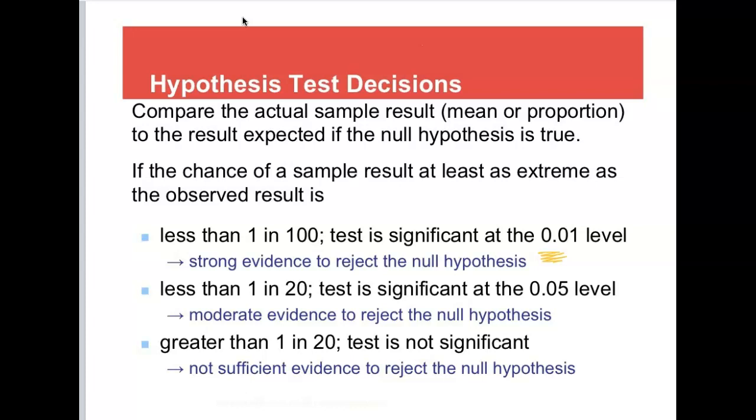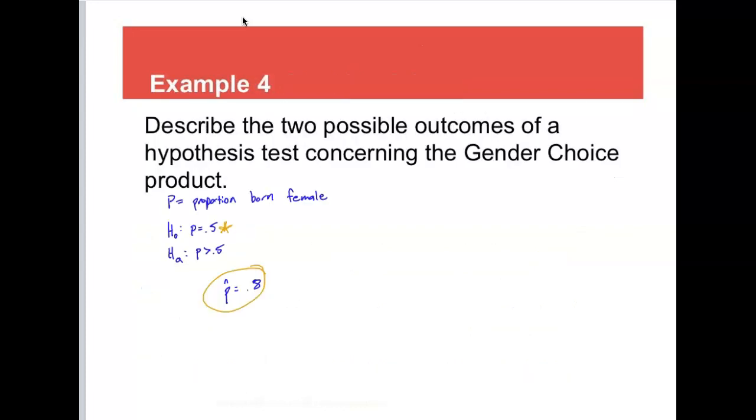Less than 1 in 20, that's the 5% level. That's moderate evidence to reject the null hypothesis. And then greater than 1 in 20, the test is not significant. We don't have evidence to reject the null hypothesis. So I would agree with you. If we took a sample and we got 55, that's probably not great evidence to reject the null hypothesis. I mean, it's probably pretty rare that you would get exactly a 50-50 split, to be honest with you. It's more likely to be like 48-52 or 57-43 or something like that.